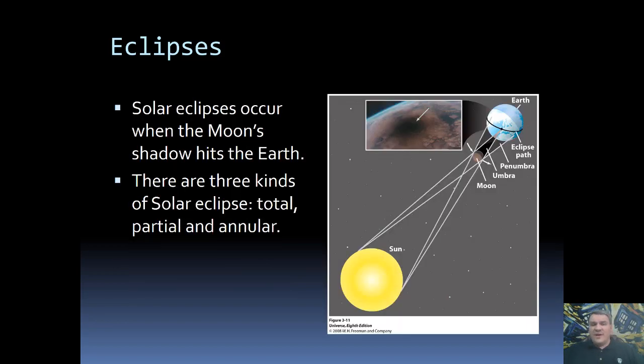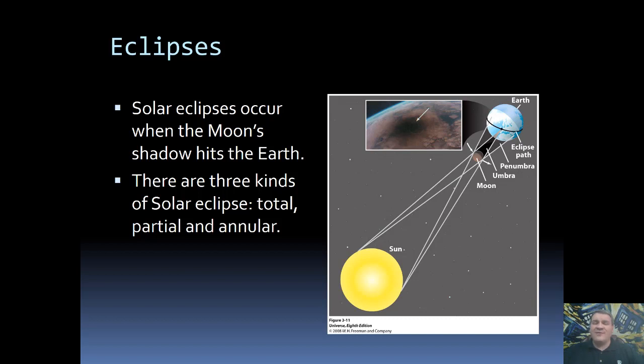Okay, so that was lunar eclipses. Now on to solar eclipses. A solar eclipse occurs when the moon's shadow falls onto the Earth. Okay, so what phase do we have to be in for a solar eclipse to occur? I hope you're thinking new moon. We can only get a solar eclipse during new moon.